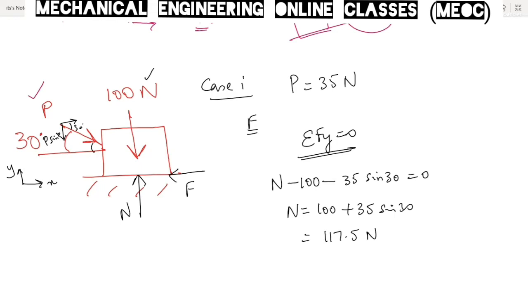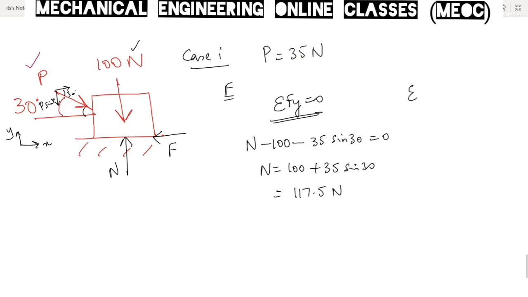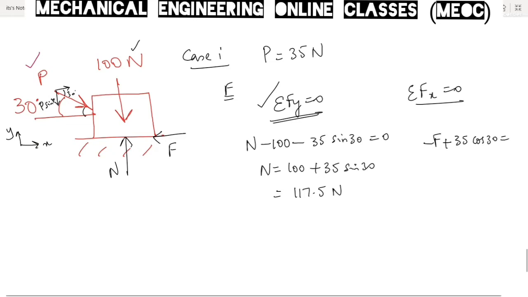Now let us apply the sigma Fx equal to 0 equation. All the vertical forces were taken care of in sigma Fy equal to 0. Now with the horizontal forces, it will be minus F plus P cos 30, that is 35 cos 30, equal to 0. So F is equal to 35 cos 30, which comes out to be 30.3 Newton. So the frictional force is 30.3 Newtons.